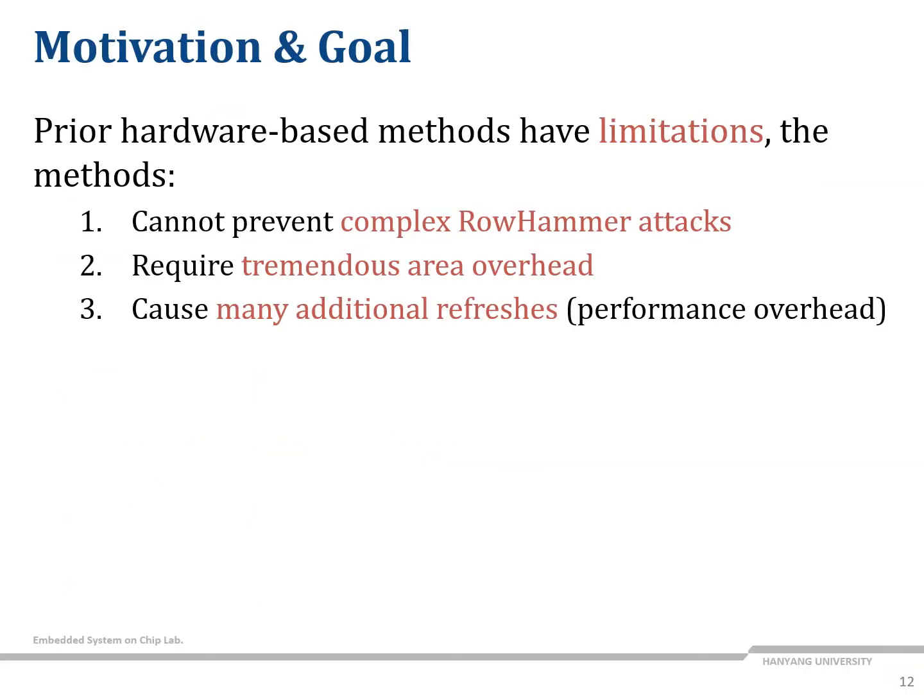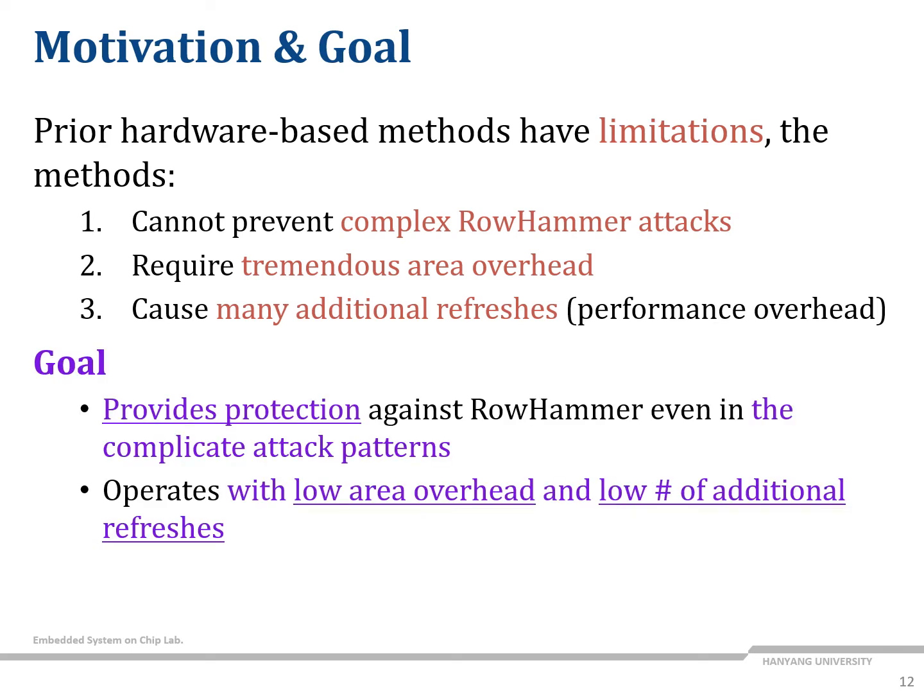Prior hardware-based methods have limitations. They cannot prevent complex RowHammer attacks, or require tremendous area overhead, or cause many additional refreshes. In other words, they cause performance overhead. Therefore, our goal is to suggest a novel solution that provides protection against RowHammer even in complicated attack patterns. Also, it should operate with low area overhead and a low number of additional refreshes.